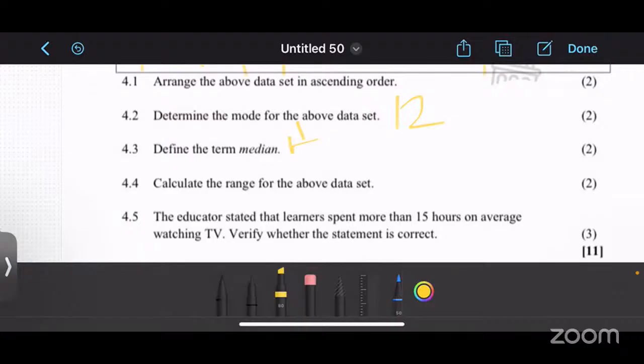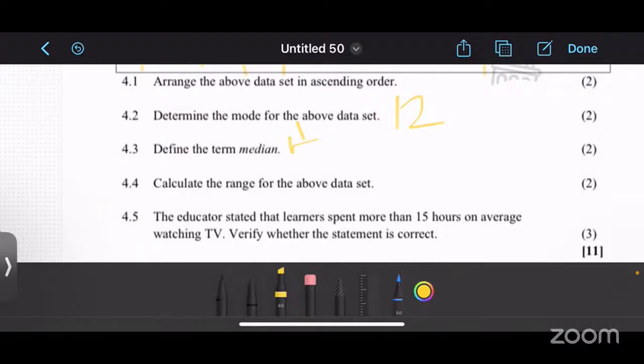The educator stated that the learners spent more than 15 hours on average watching TV. Verify whether the statement is correct. How do we get the average of data? We have a formula to calculate average. Do you have a formula to calculate the average? Yes, ma'am, we do.